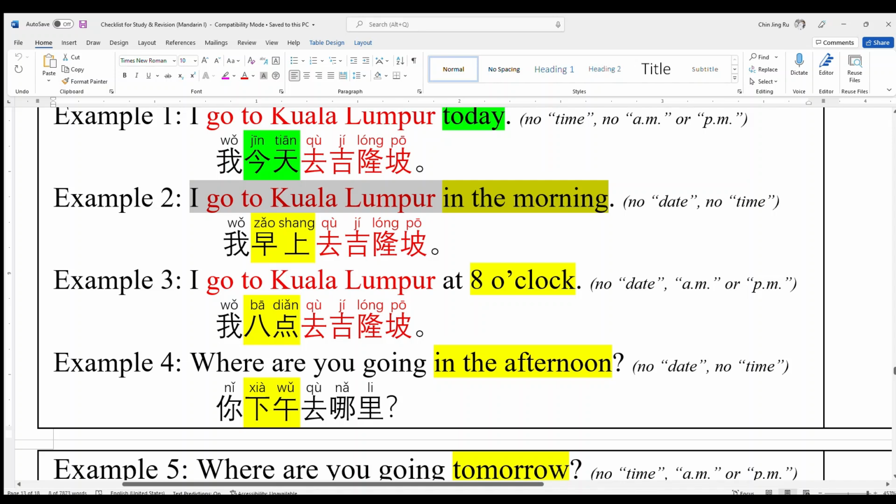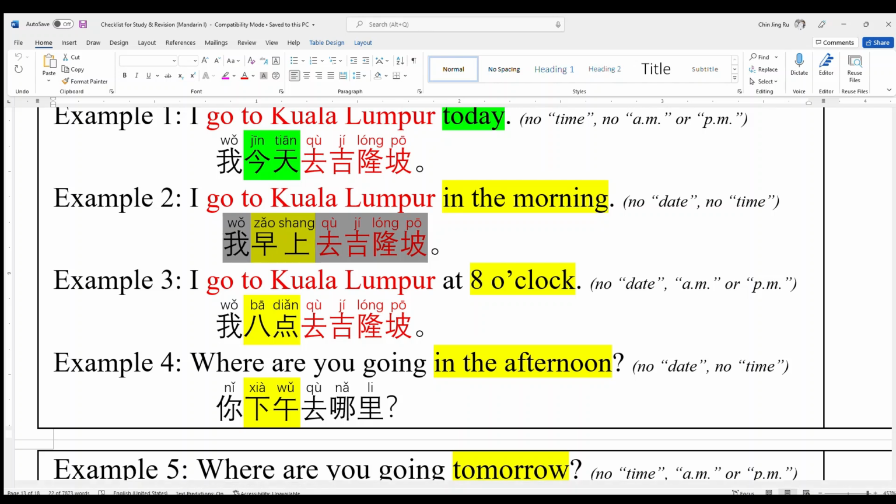In the morning means 7 a.m. also can, 8 a.m. also can, 9 a.m. also can, 10 a.m. also can, as long as it's in the morning. You haven't decided yet what time you want to go. It's just in the morning. Yes, like this also can. As long as you still remember what is the word for morning, a.m., 早上, right? We'll also learn this word already. So you say, 我早上去吉隆坡。So you see, your answer can be flexible, depends on how you want to say it.